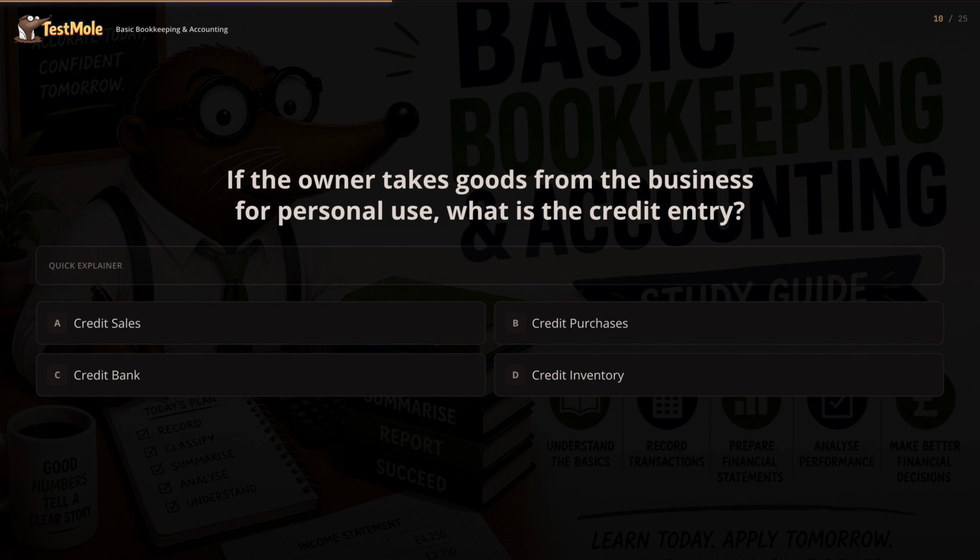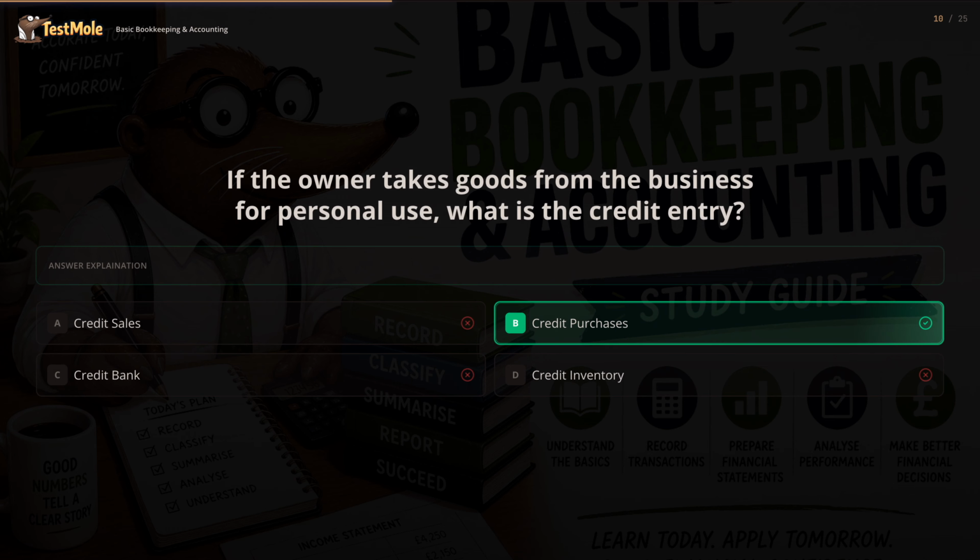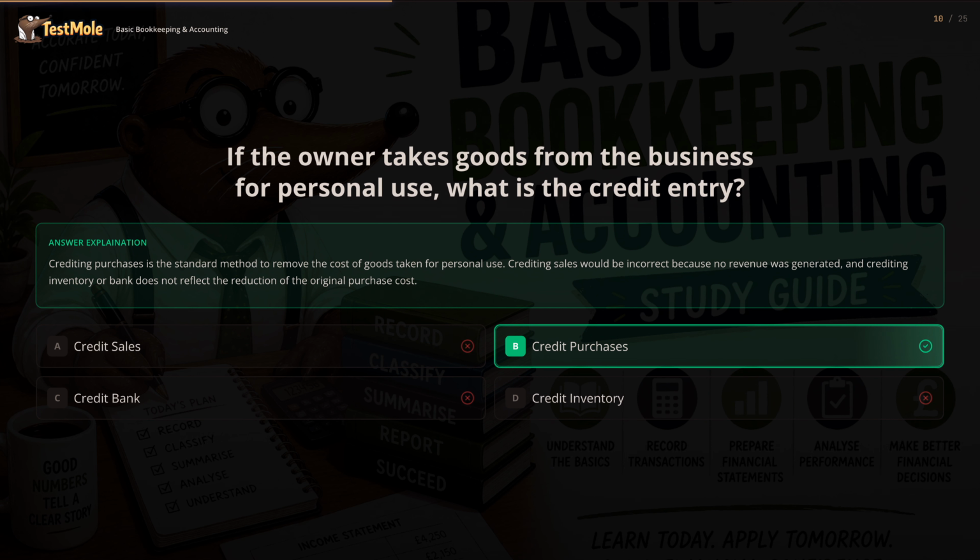Possible answers are A. Credit sales. B. Credit purchases. C. Credit bank. D. Credit inventory. The answer is B. Crediting purchases is the standard method to remove the cost of goods taken for personal use. Crediting sales would be incorrect because no revenue was generated, and crediting inventory or bank does not reflect the reduction of the original purchase cost.